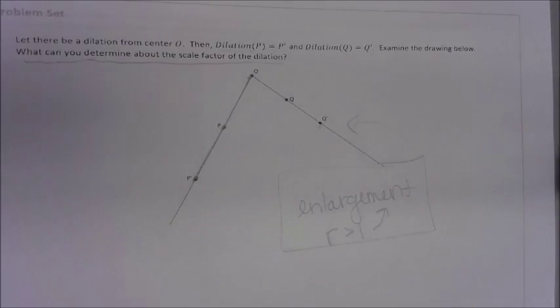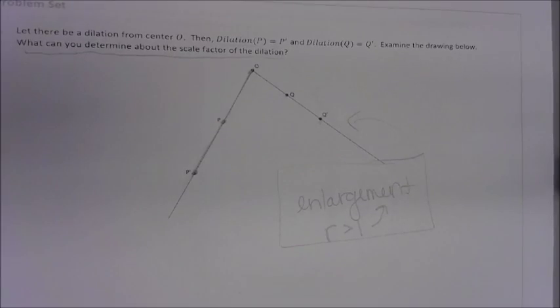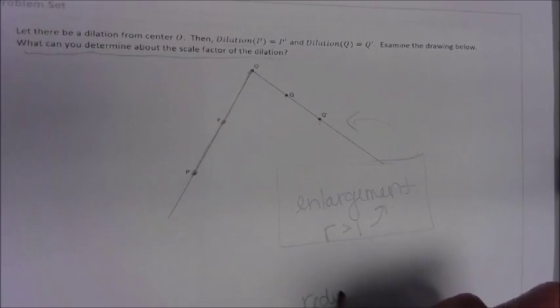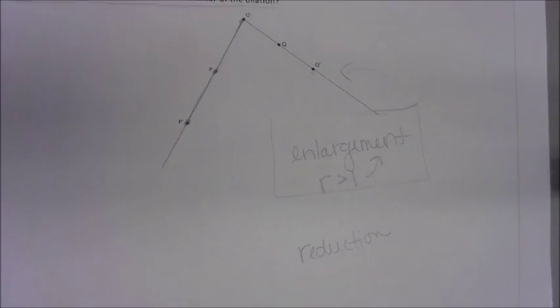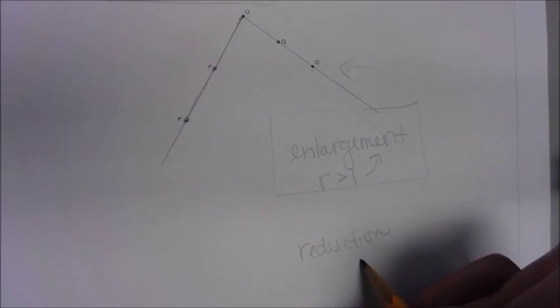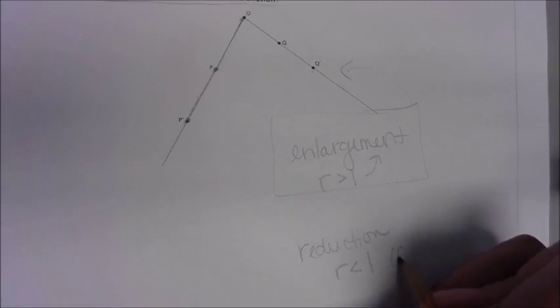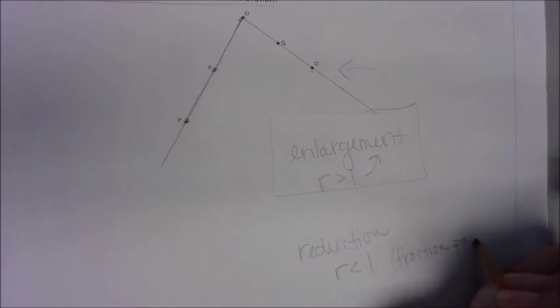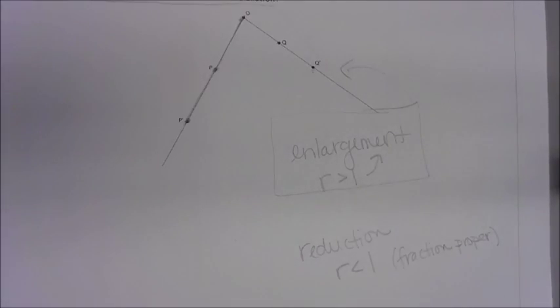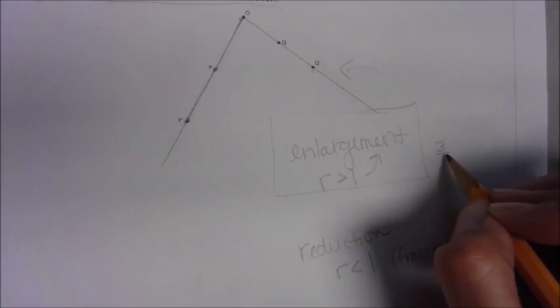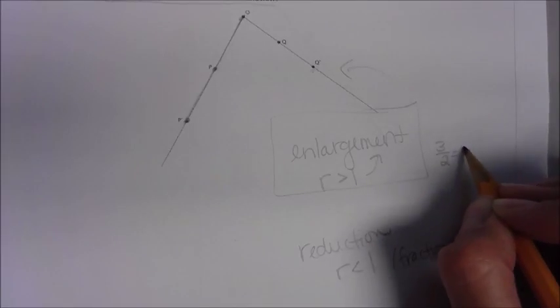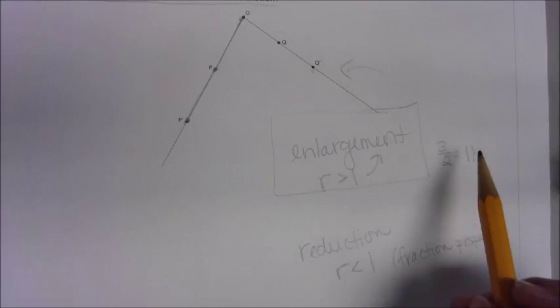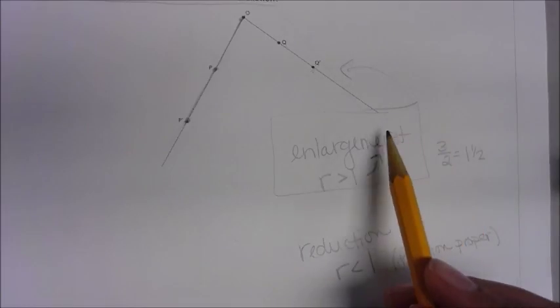This was an enlargement. But we might just want to go ahead and make the note that a reduction is going to be where the scale factor is going to be less than 1. So any proper fraction is going to be a reduction. An enlargement, like I said, is anything greater than 1. So 3/2 reduces down into 1 1/2, which is greater than 1. So 1 1/2 or 3/2 is an enlargement.